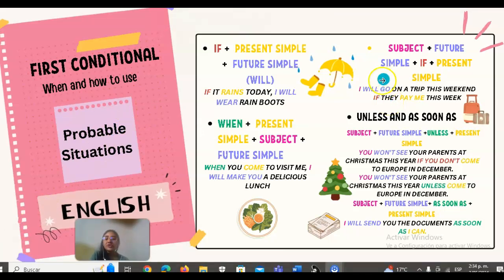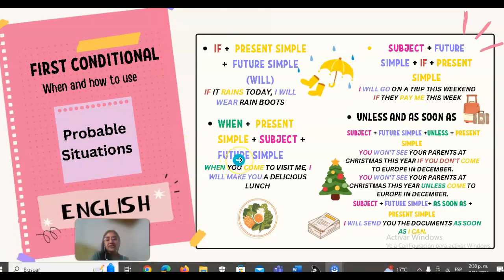The second construction is this, and it is used when a future prediction is the result of something that happens in the present. For example, I will go on a trip this weekend if they pay me this week. This means that if I don't get paid this week, I won't go on this trip. The structure changes in this case. At first, we will have the future simple, the if, and finally the present simple.